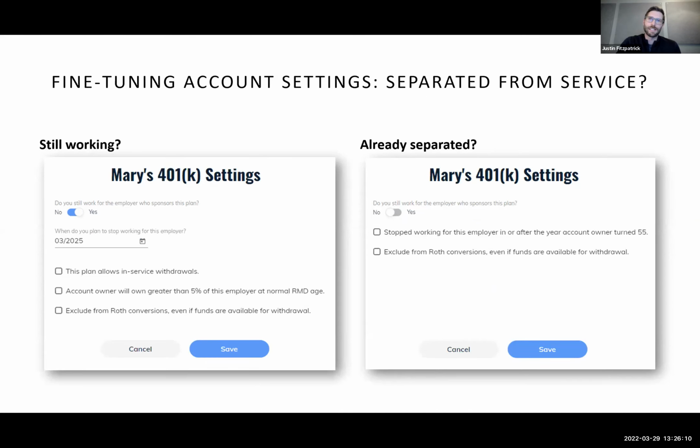Probably more common is getting things right in terms of separation from service and other special rules surrounding retirement accounts. So for example, whether that account allows in-service withdrawals if the person is still working for that employer, whether that account owner is a greater than 5% owner, because that affects RMDs. And in the case in which you've already separated from service, whether that person stopped working or separated from service in or after the year that they turned 55, because many retirement accounts have an exception to the 10% penalty in that case.